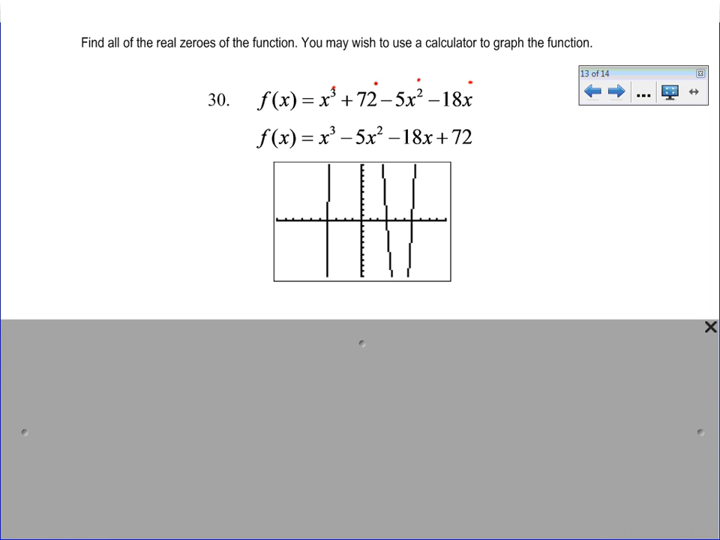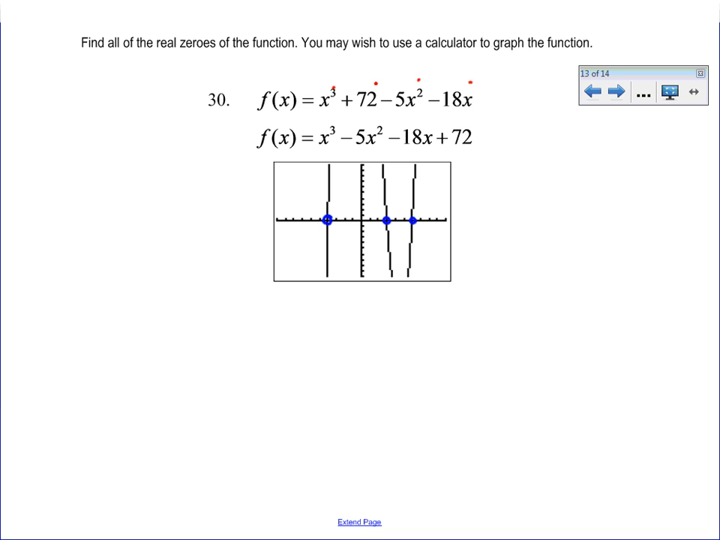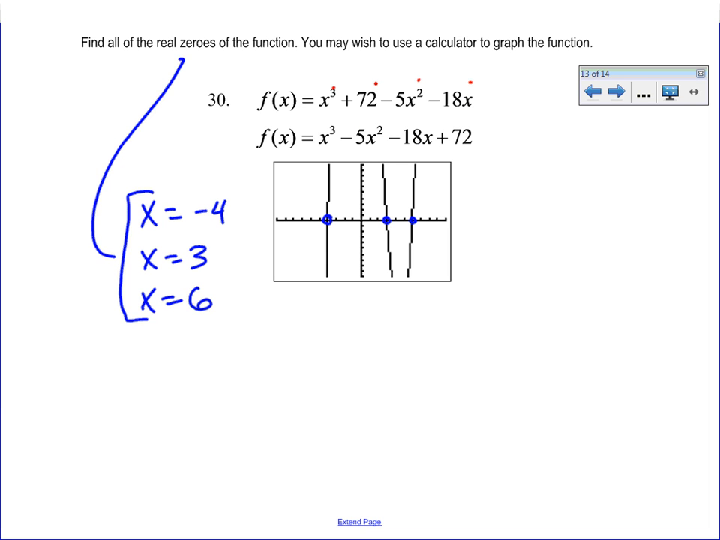Now, one thing that I love about this very simple graph is that it shows me all of the zeros, and on top of that, they're all going through whole number points. So I see that I have zeros at x equals -4, x equals 3, and x equals 6. That's the only thing that the problem asks me to do, so I am done.